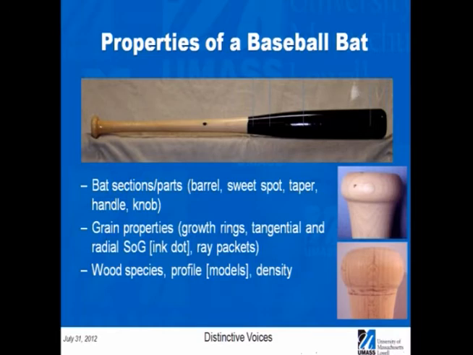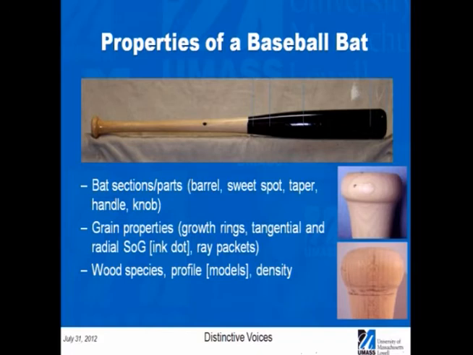So other properties that we look at are the wood species. I've already talked about ash and maple. There are other wood species that are included, yellow birch. There's oak, there's some Japanese ash and some others. There's a few that are currently actually on the excluded list, which includes soft maple. But now there's actually a process by which all bat species need to be approved.